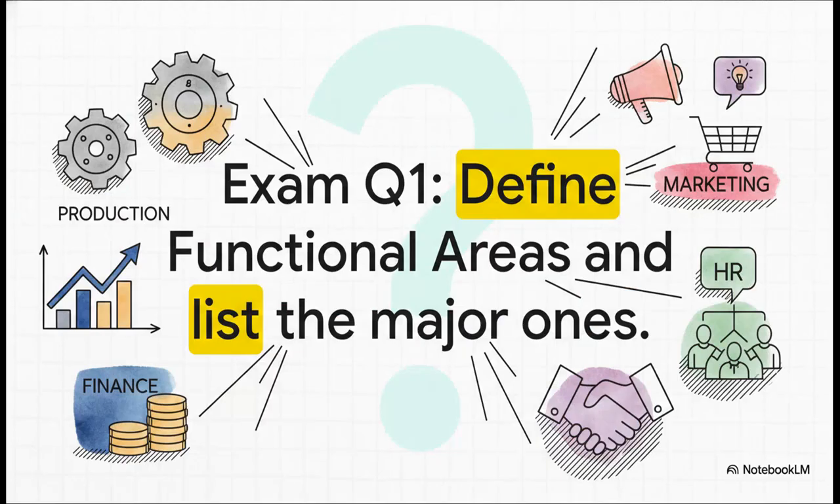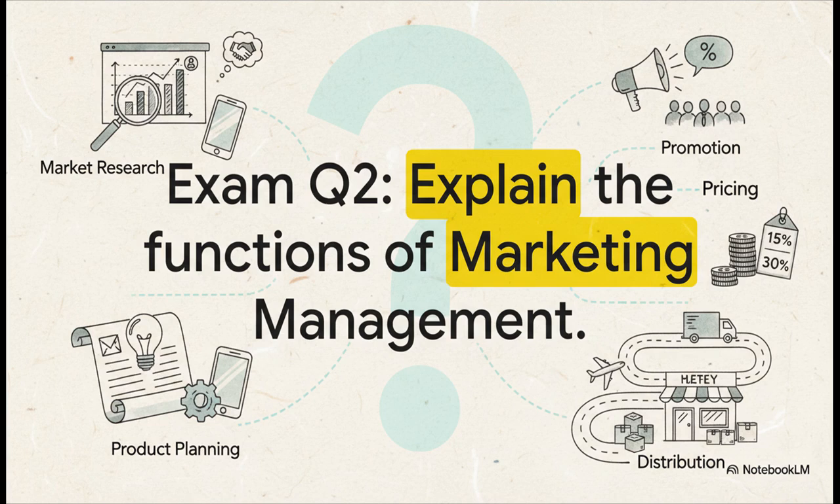It's important. So here's a question you can definitely expect in your exam. Define functional areas of management and list the major ones. You know exactly how to answer this now, right? You start with the definition, and then you just list the 4 major areas we talked about: marketing, finance, production, and HR.